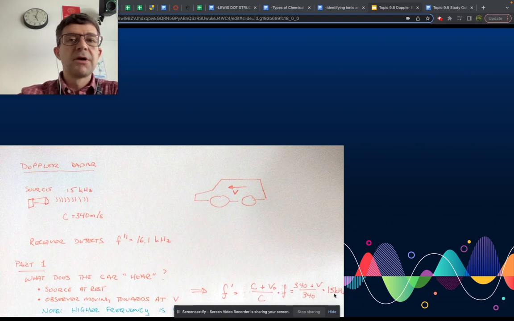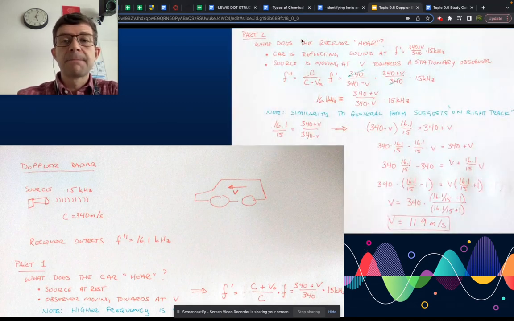Note we check to make sure that the sign makes sense. This is going to give us a value that is larger than 1, increasing the frequency. And since the observer is moving towards the source, we expect that they're going to experience a larger frequency. So this makes sense, and we feel good that we've picked the correct sign here.